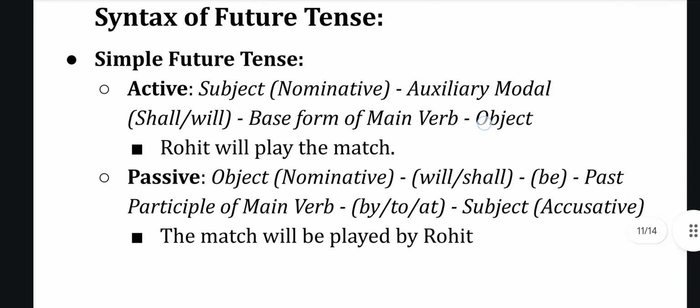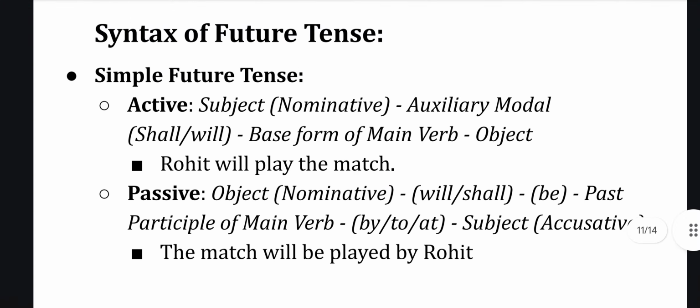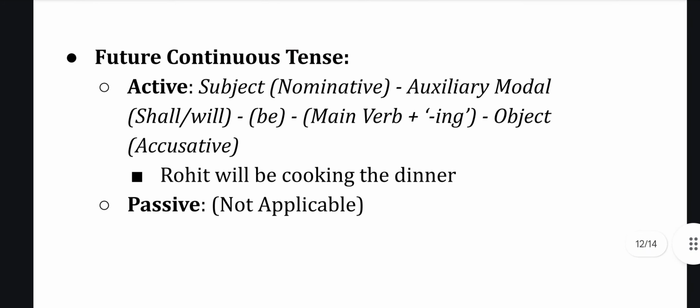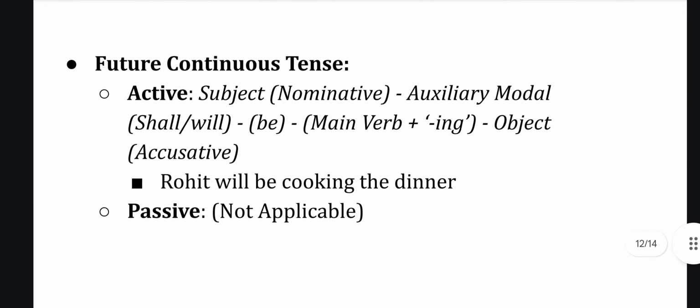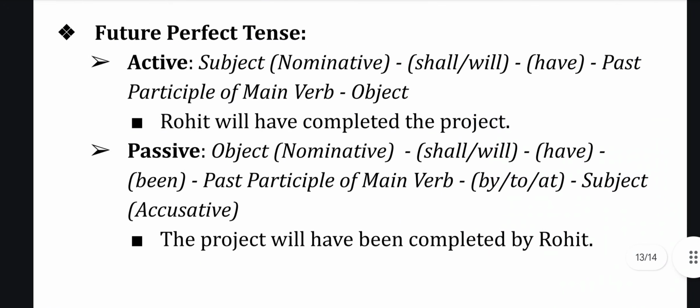Moving on to the future, very simple. You just need to add some auxiliary modal verb like shall and will based on the subject. Rohit will play the match. Match will be played by Rohit. Moving on to the next tense, future continuous. You do not need to learn the passive. It is not applicable. Pause the video and learn the next thing, which is future perfect tense.